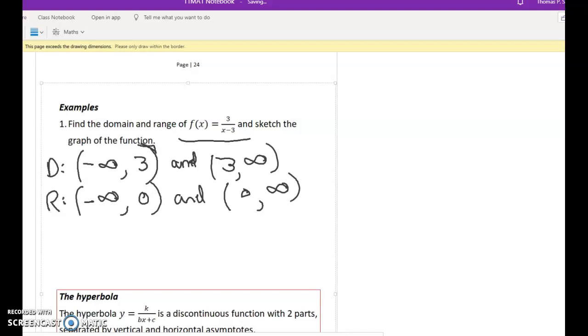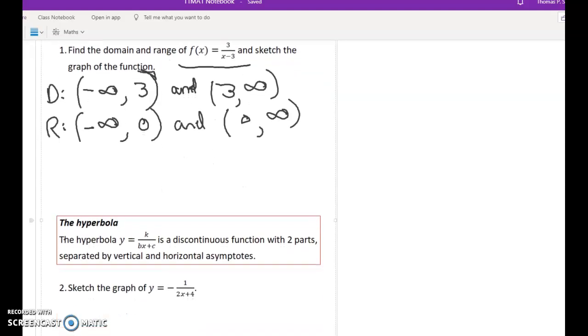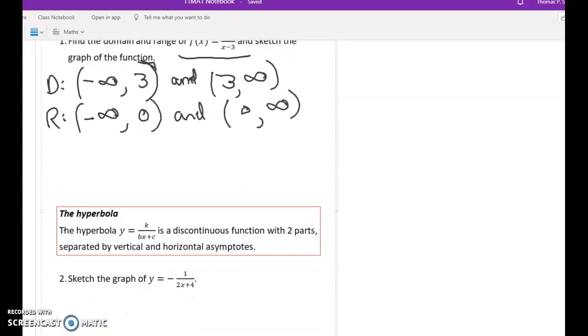So maybe jump on Desmos to have a look at what that will be like, and then try the last function there. Good luck.